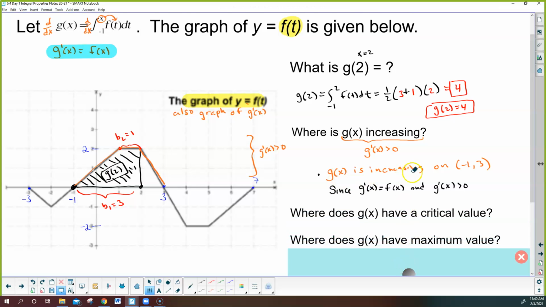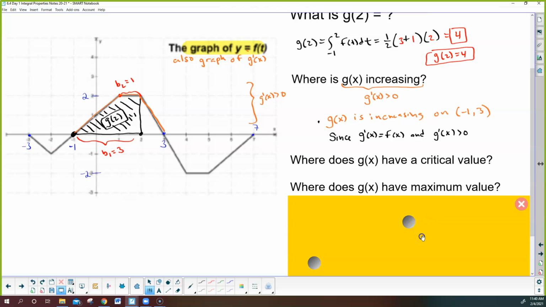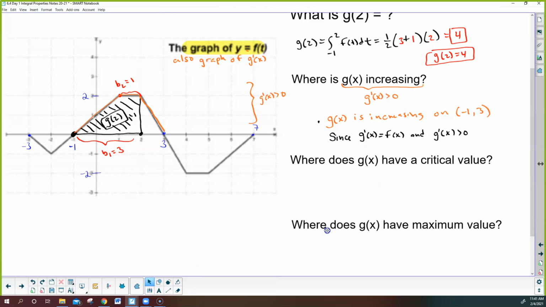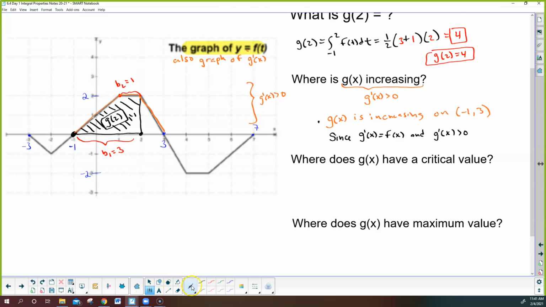Okay. We have 2 more questions that we can potentially answer here. Where does g have critical values? So now I'm thinking, well, what do I know about a function g if I want it to have critical points or critical values?